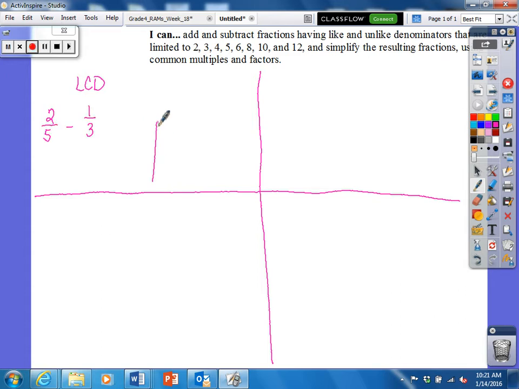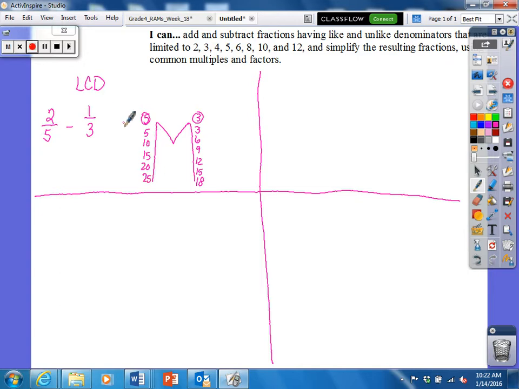Now remember, with LCD, that means we're listing the multiples of our denominators, so 5 and 3. Now we always start with the smaller denominator because we might not have to go as far on the bigger one. So 3, 6, 9, 12, 15, 18, and it looks like I'm out of space. Hopefully I don't need to go any farther. 5, 10, 15, 20, 25.